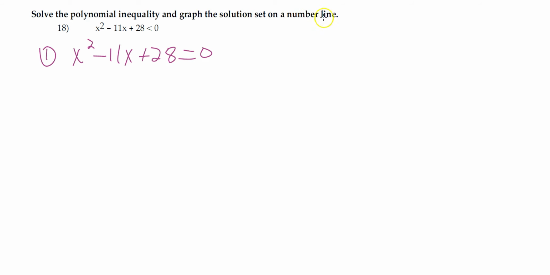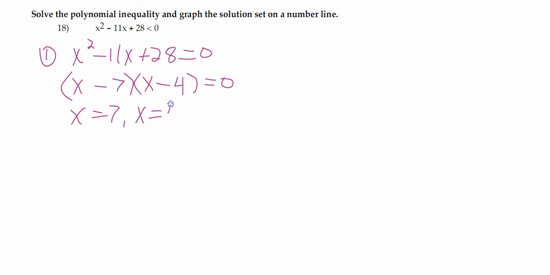Graph the solution set on a number line. I will also include the interval notation and the set notation just for practice. Okay, this factors. You can also use the quadratic formula if you choose. You could even complete the square, although this one would be a little messy. 4 times 7 is 28, and minus 7 and minus 4 is minus 11. So we get x equals 7 and x equals 4.